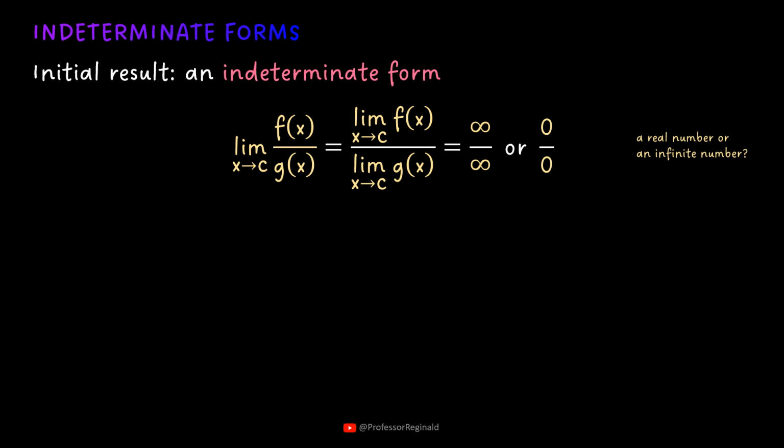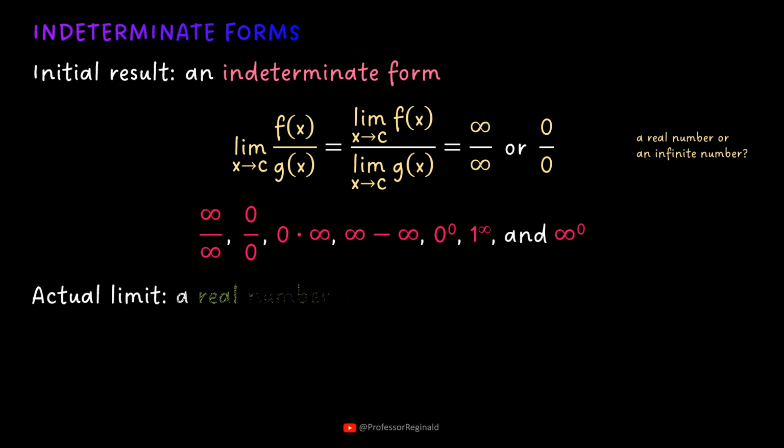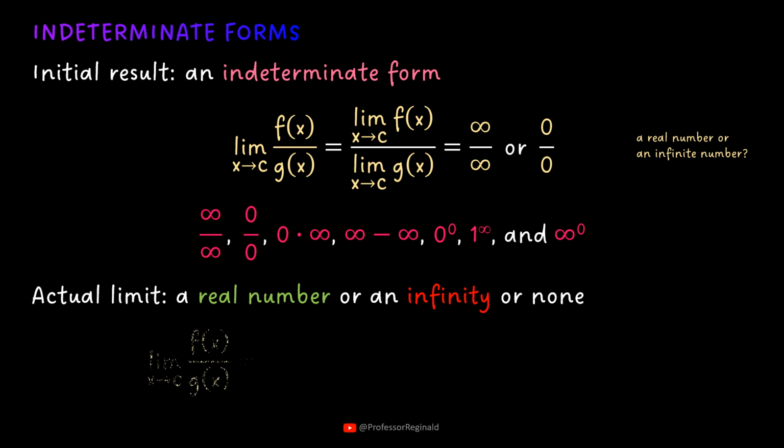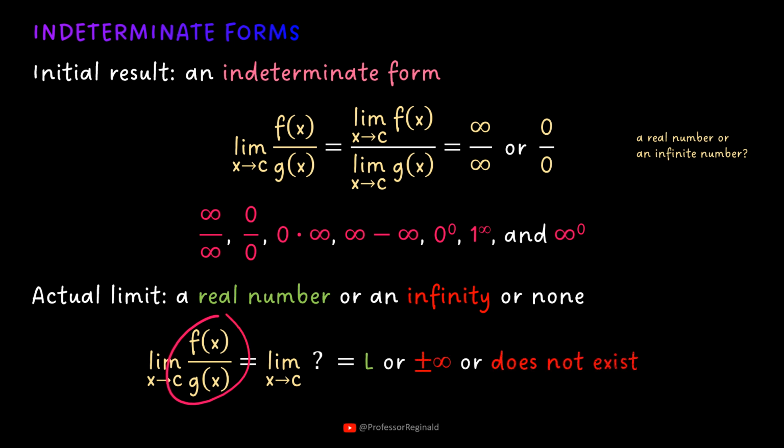There are 7 indeterminate forms: infinity over infinity, 0 over 0, 0 times infinity, infinity minus infinity, 0 raised to 0, 1 raised to infinity, and infinity raised to 0. These are called indeterminate because they do not tell exactly what the limit is. The actual limit may be a specific number or an infinity, or the limit does not exist at all. A strategy is to modify the function whose limit is to be evaluated in order to compute its limit.